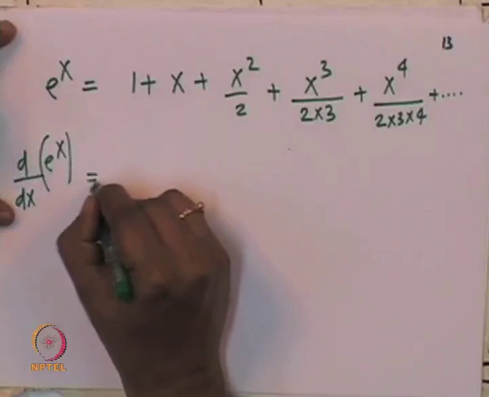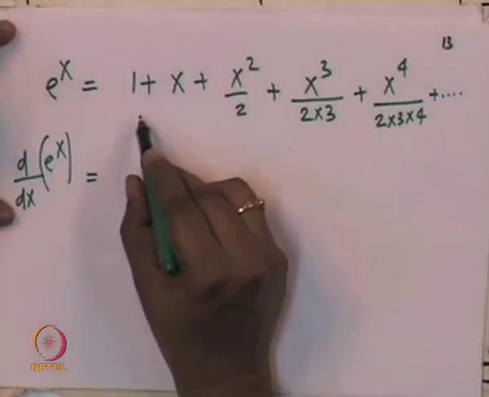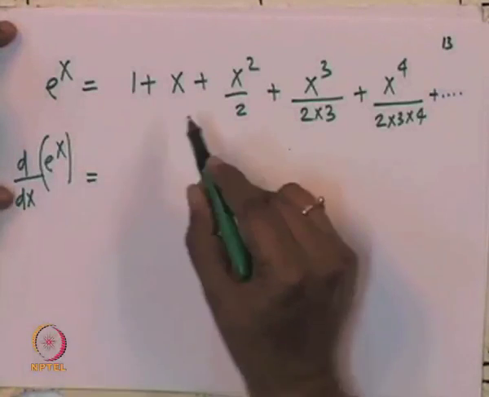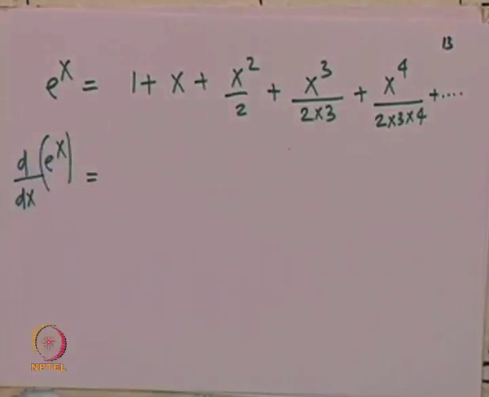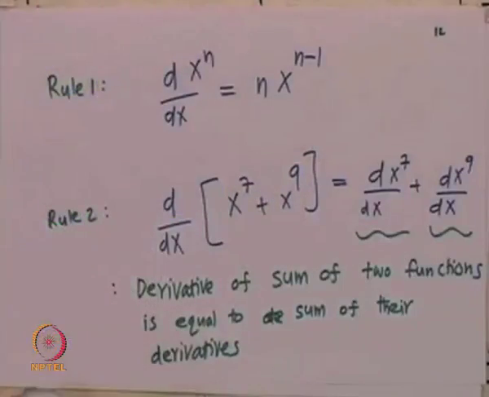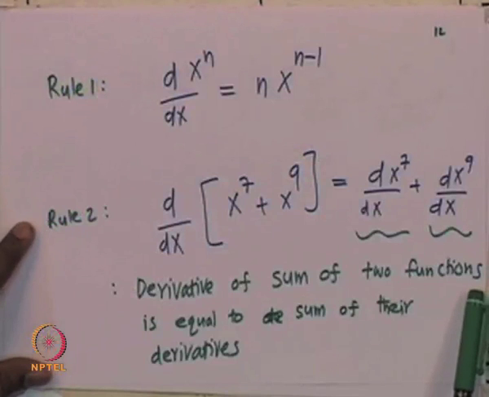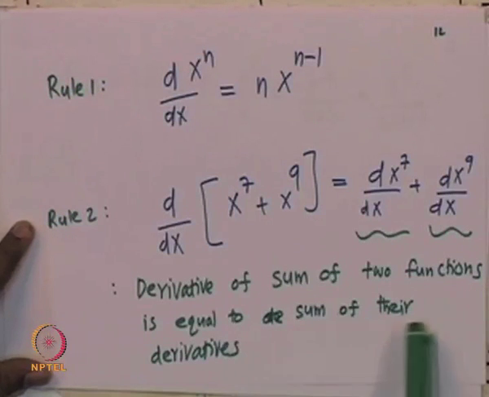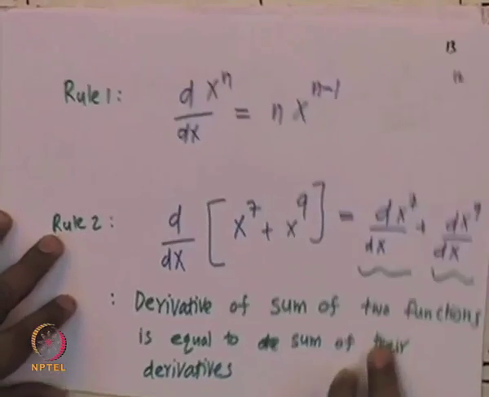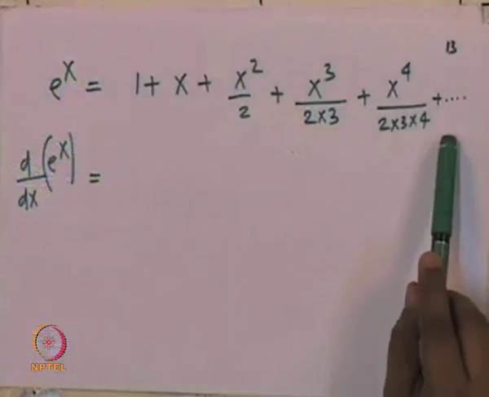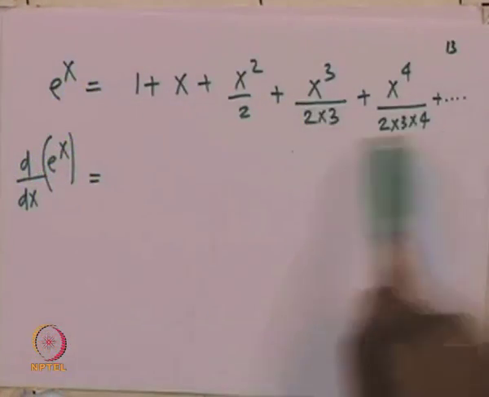This is what we want to calculate. That means we want to calculate derivatives of e power x, which is the sum of all these functions. One minute ago we learned an important rule: the derivative of a sum of two functions is nothing but the sum of their derivatives. So let us learn this rule quickly. The derivative of a sum of two functions is equal to the sum of their derivatives. So if we want to find the derivative of this sum, we should find the derivatives of each of them and sum them.